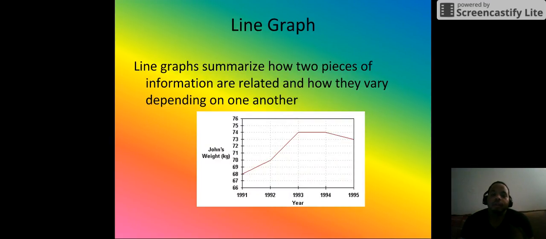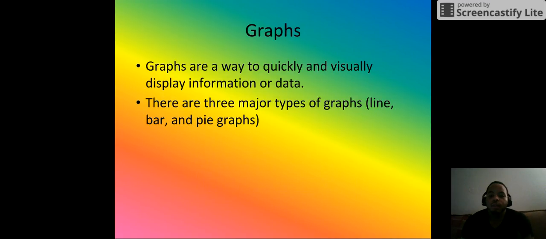First, you need to write this down as well. I'm sorry, let's go back one. I want you to write graphs on the line following your objective. And graphs are a way to quickly and visually display information or data. I want you to write that in your notebook. And my mistake, students, to be rushing through the PowerPoint. Once you get all the key points today.